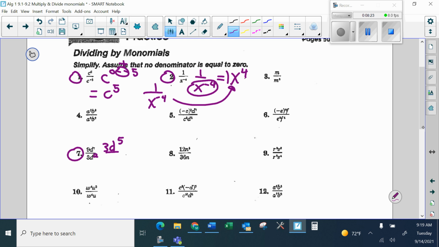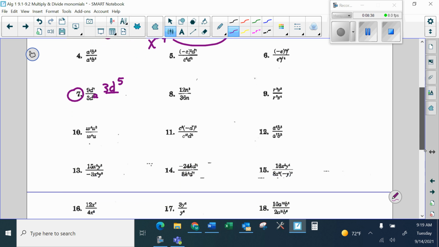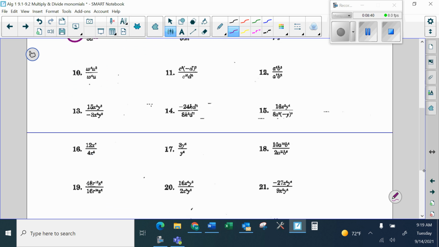I sure hope these exponents come out clearer on your worksheet than they did here on the Smart Notebook. I'll blow it up so we can make sure we can read them on the screen. Okay, let's take another odd one right here.